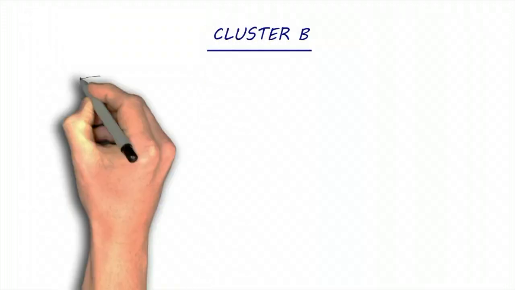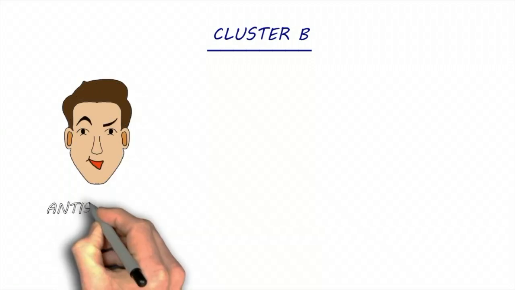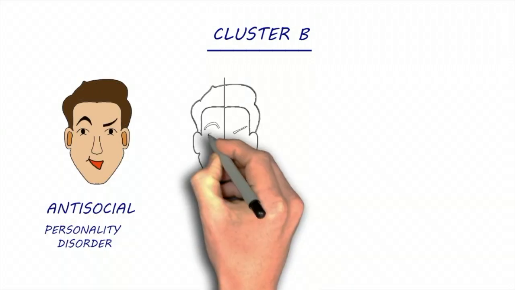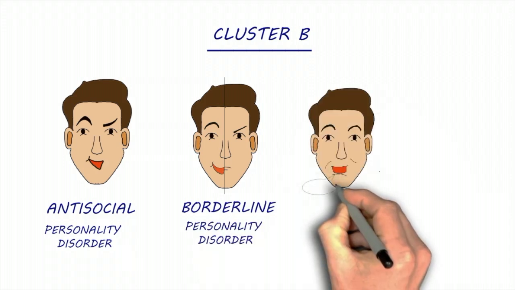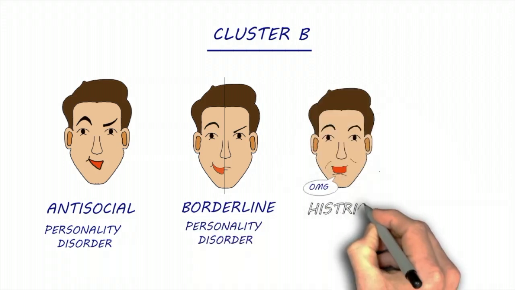personality disorder. Alright, as a quick recap, cluster B personalities is split into antisocial personality disorder, borderline personality disorder, histrionic personality disorder, and narcissistic personality disorder.